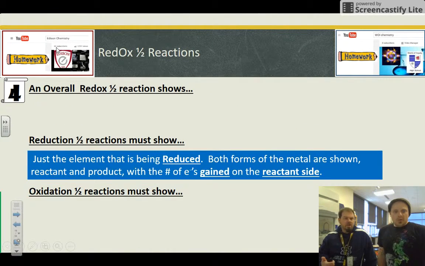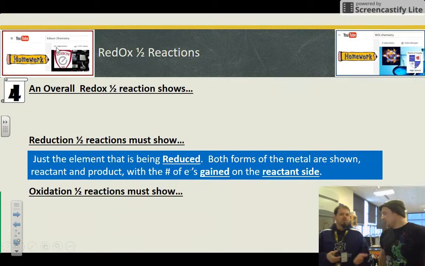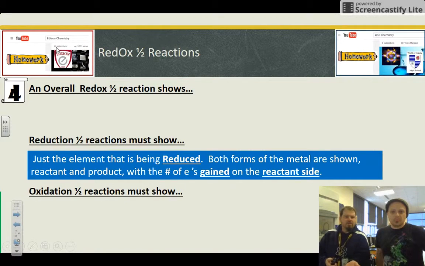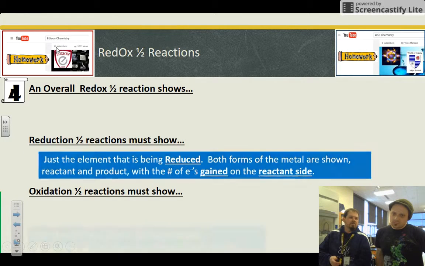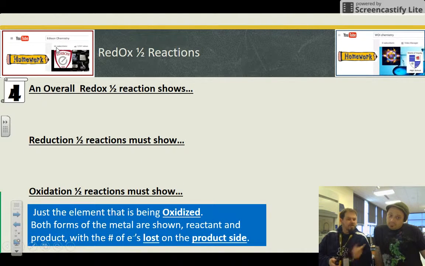The reduction shows just the element that's being reduced. Both forms of the metal are shown, one with a 0 and one as a cation, since metals only make cations, really. And then the number of electrons gained on the reactant side. So the reduction half reaction has electrons on the reactant side. Reduction, reactant, reduction, reactant. That might help.